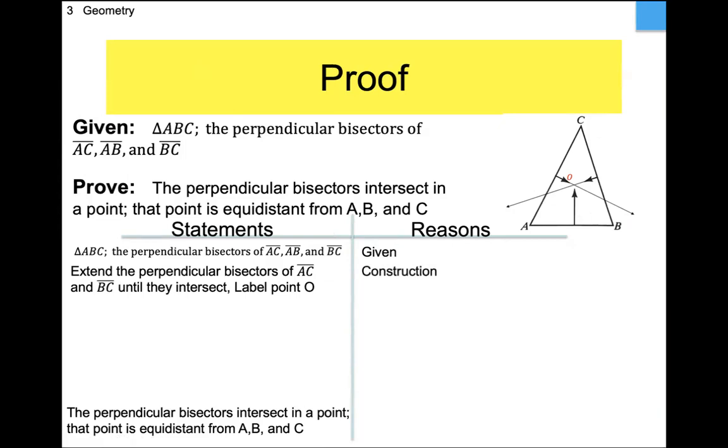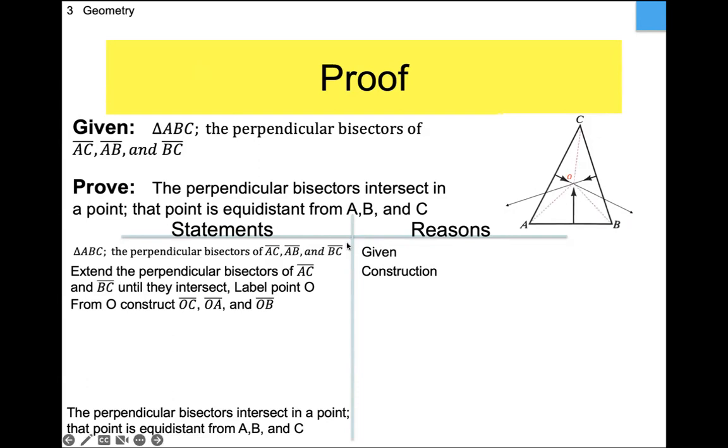So I extended the 2 sides, they do meet, and I need to be able to show that they are equidistant to the 3 corners. So I'm going to make those segments right there. I'm going to connect O to C, A, and B, okay? And that's just a construction, right? That's just basically drawing a line. All right, here we go.